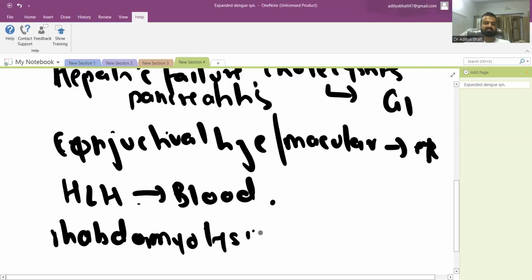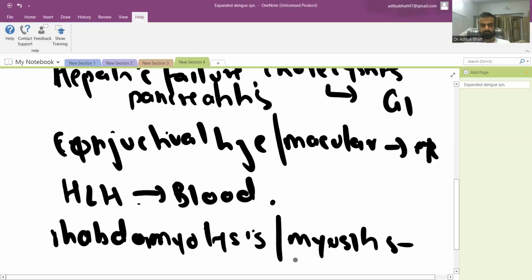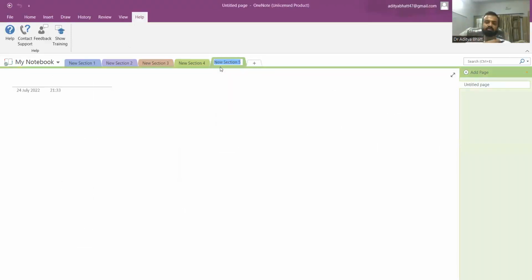Rhabdomyolysis. So muscle involvement, or there might be myositis, viral myositis. So that is muscle involvement. So this is the expanded dengue syndrome, these are the organ systems that are involved with dengue. The common three we know. These are the other systems that might be involved.